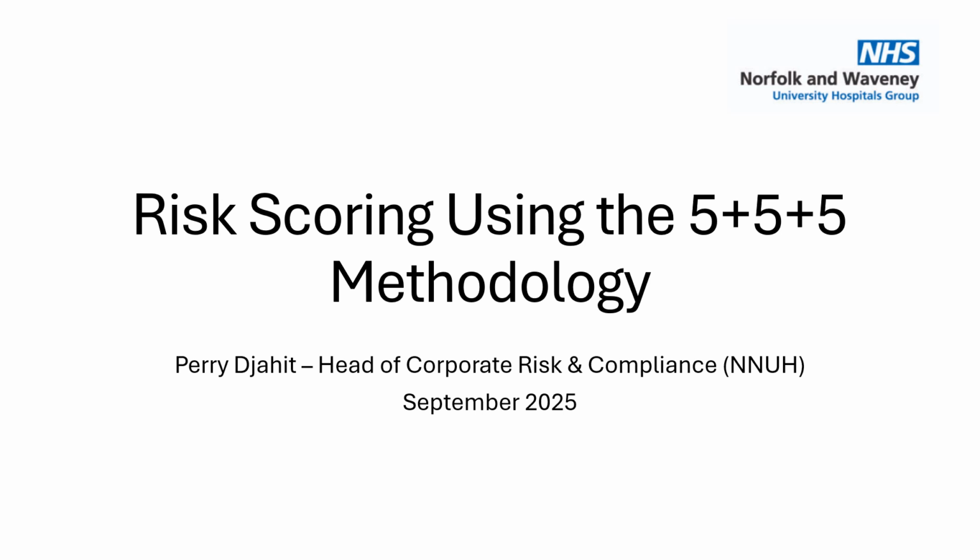Hello, and thank you for taking the time to watch this session on risk scoring using the 5 plus 5 plus 5 methodology. During the session, we'll walk through how our approach to risk is evolving, moving from the traditional 5 times 5 scoring methodology to a new, more refined model, 5 plus 5 plus 5. This is a group-wide change that will apply at the James Paget, Queen Elizabeth and Norfolk and Norwich sites.